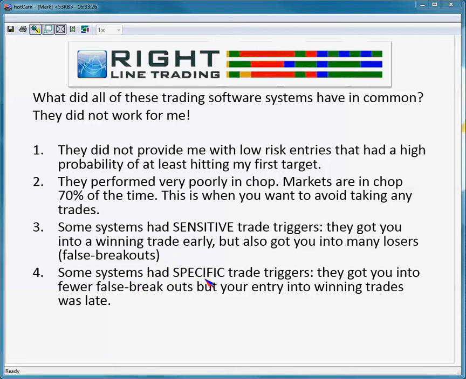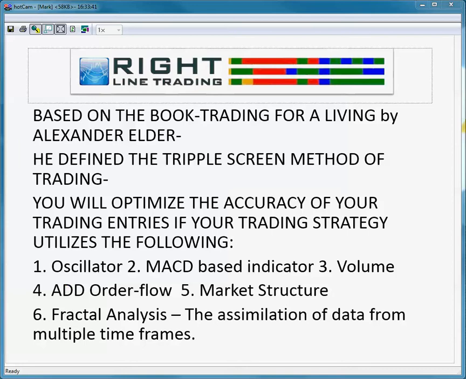The other systems had more specific trade triggers, so they got you into fewer false breakouts. But the downside there was that when you did get into true breakouts, your entries were late. So I did a lot of reading on the subject, and I looked at what I felt was important to include in a software system.